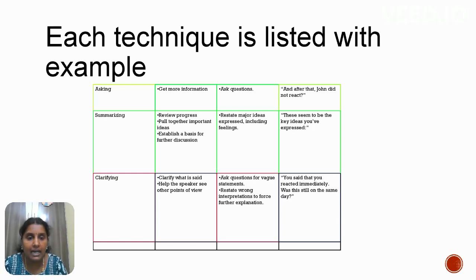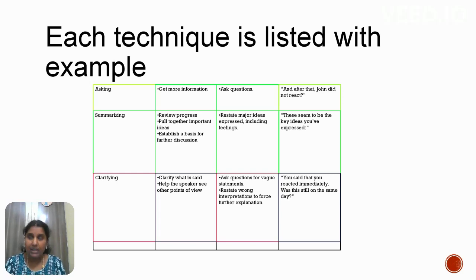"These seem to be the key ideas you have expressed." Finally, to clarify what is said, help the speaker see other points of view. Ask questions for vague statements. Restate wrong interpretations to force further explanations. For example, "You said that you reacted immediately, was it still on the same day?" So here we have some examples which explain the active listening technique, and it also helps you to clarify, summarize, and ask questions.